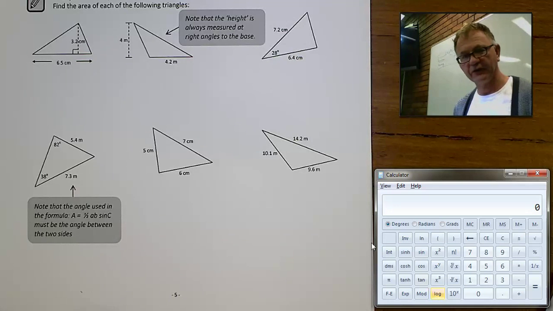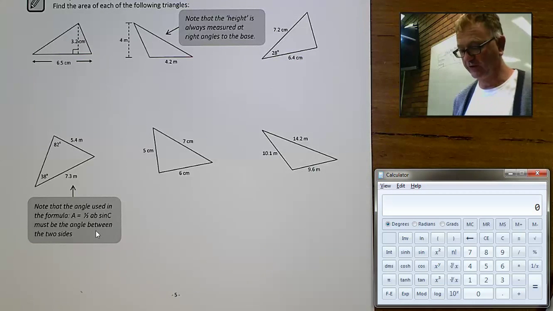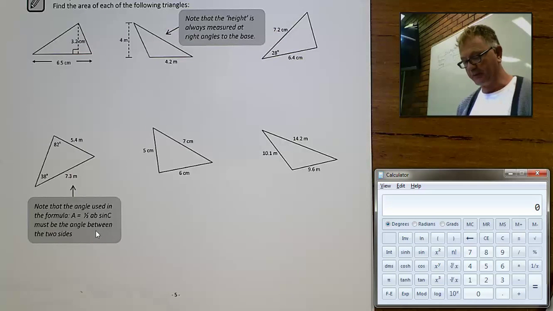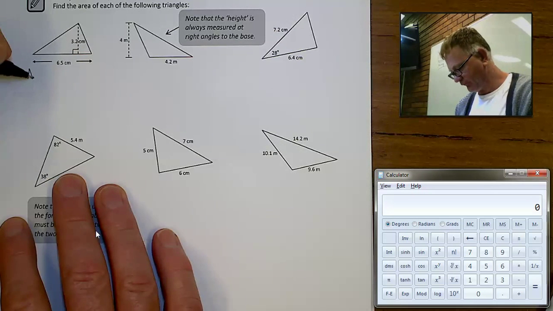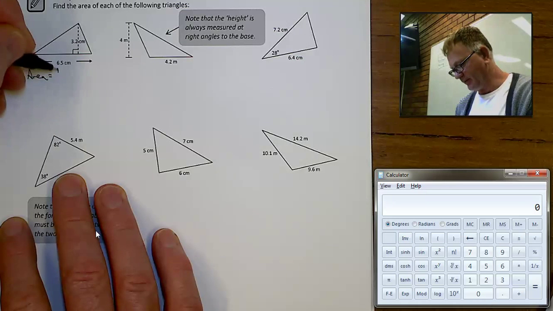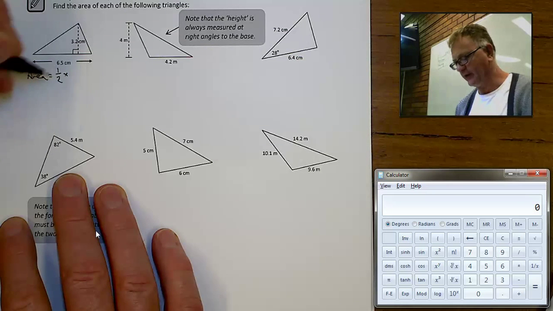We're doing some questions here which involve us working out the area of triangles. Now there's three different formulas you can use for working out the area of a triangle. The one that we've probably been most used to is one which is the area of a triangle equals a half times the base times the height.